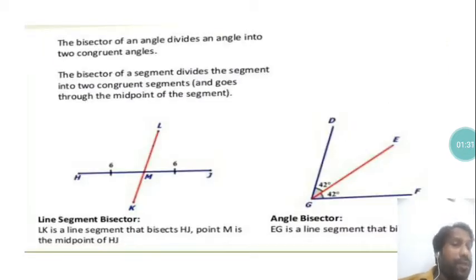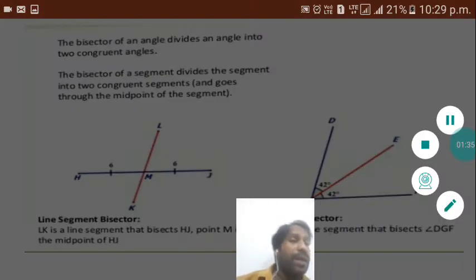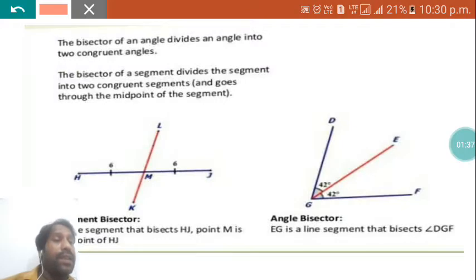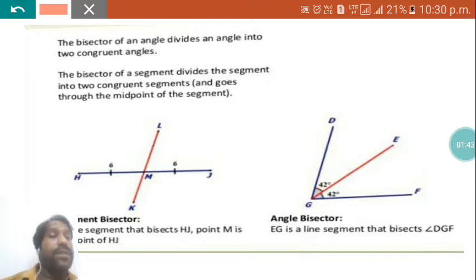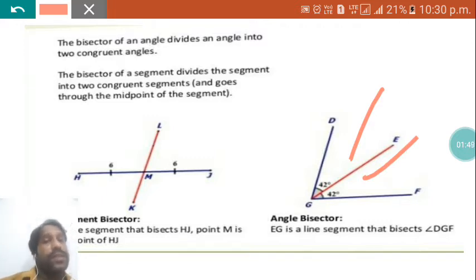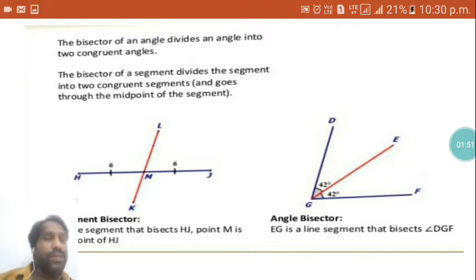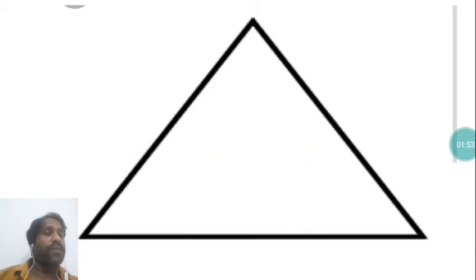Angle bisector, we know angle bisector is that which bisects the angle. Here in this figure, this line is the angle bisector. It is the angle bisector of angle DGF. So both are 42 and 42 degrees. Okay, so many things we have discussed. Today also we'll use this concept in our question.